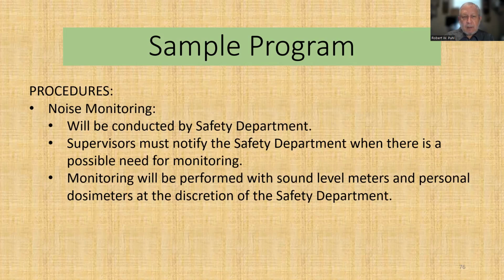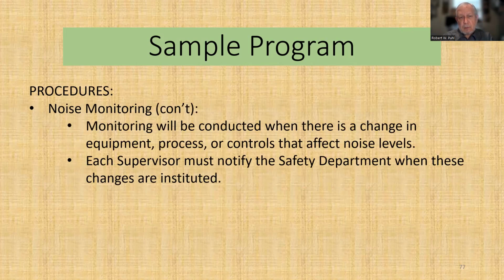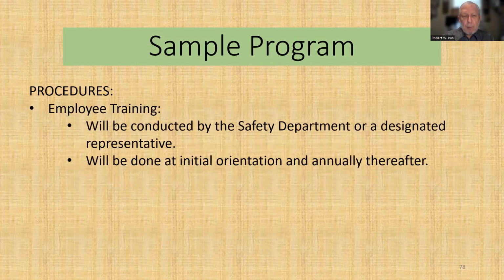Noise monitoring will be conducted by the safety department. Supervisors must notify the safety department when there is a possible need for monitoring. Makes sense. Monitoring will be performed with sound level meters and personal dosimeters at the discretion of the safety department. They want to have some flexibility, so you can use different equipment for different situations. Monitoring will be conducted when there is a change in equipment, processes, or controls that affects noise level. Each supervisor must notify the safety department when these changes are instituted. So they're laying a little bit on the supervisor. Hey, if you get a piece of equipment in here that's noisier than the other stuff, you gotta let the safety department know. Employee training will be conducted by the safety department or designated representatives.